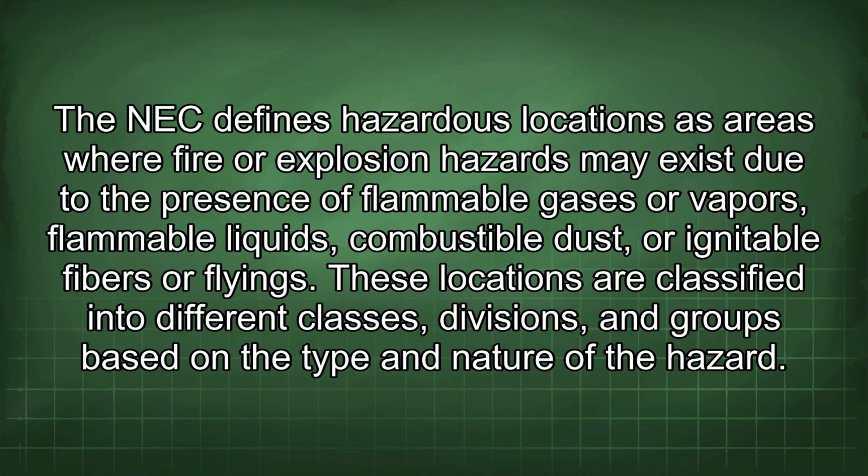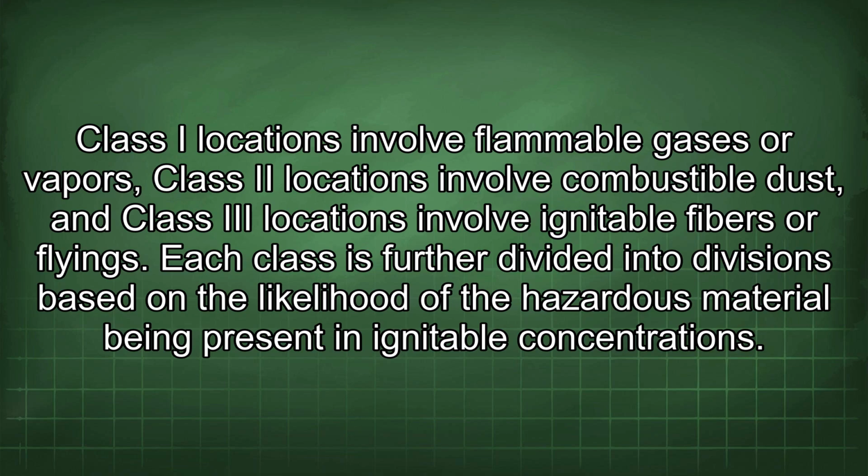The NEC defines hazardous locations as areas where fire or explosion hazards may exist due to the presence of flammable gases or vapors, flammable liquids, combustible dust, or ignitable fibers or flyings. These locations are classified into different classes, divisions, and groups based on the type and nature of the hazard. Class I locations involve flammable gases or vapors, Class II locations involve combustible dust, and Class III locations involve ignitable fibers or flyings.